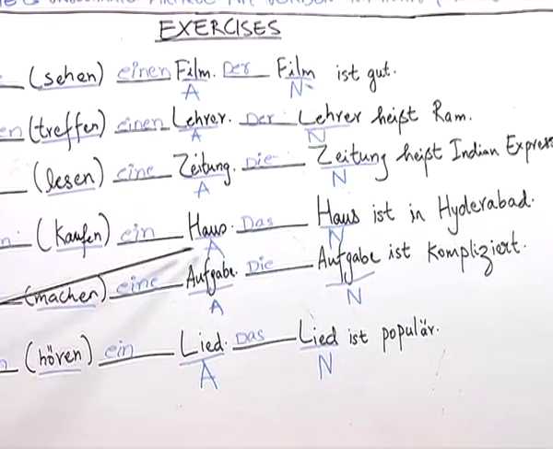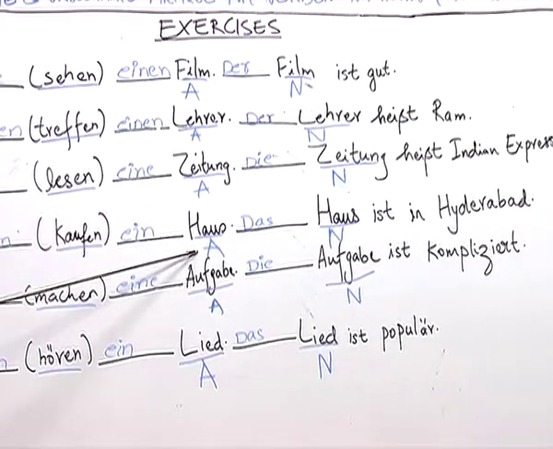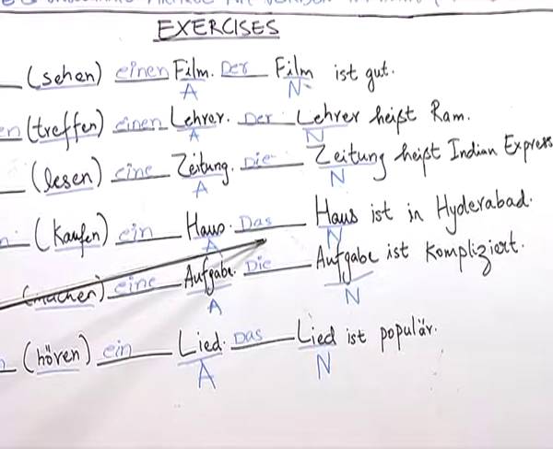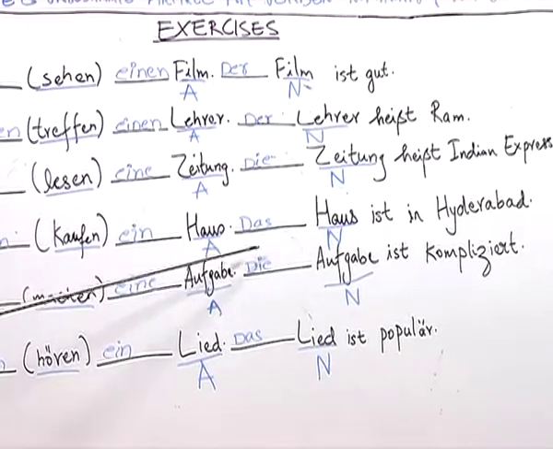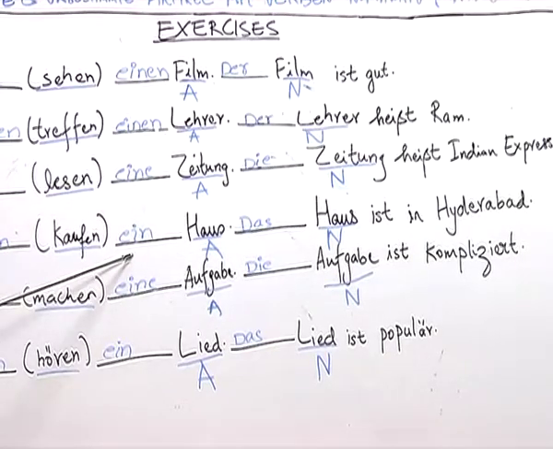Now, as you know, the noun Haus carries the article das, which is rightly mentioned here, and also the corresponding indefinite article to das is ein.